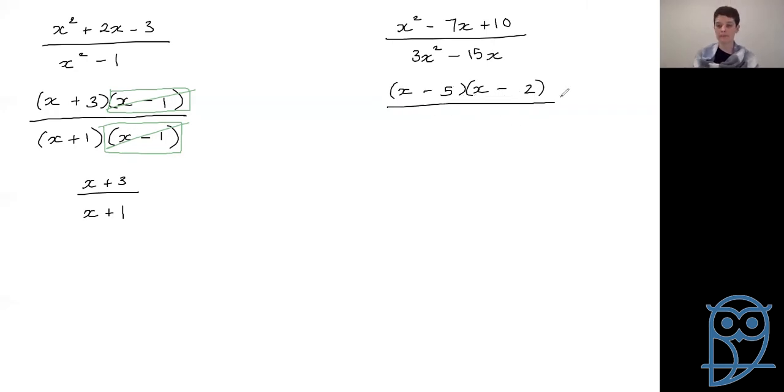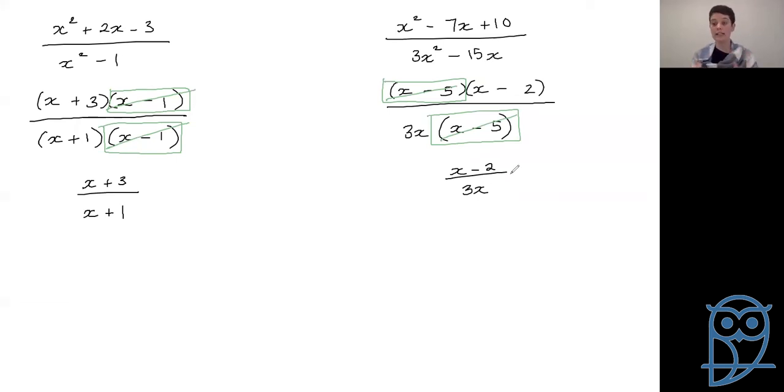On the bottom, we have got two terms, but they both got a 3 in, they both got an x in, so we can pull that out as well. So we have 3x, and we have an x minus 5. And we have that magic situation again. We have an x minus 5 multiplied on top, and we have an x minus 5 multiplied on the bottom. So we can cancel those two, giving us x minus 2 on top and 3x on the bottom.